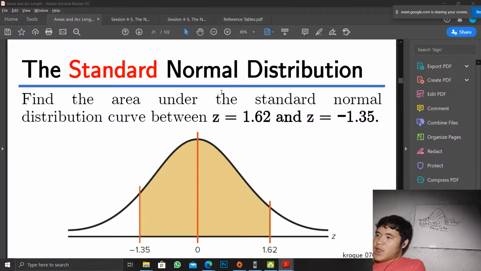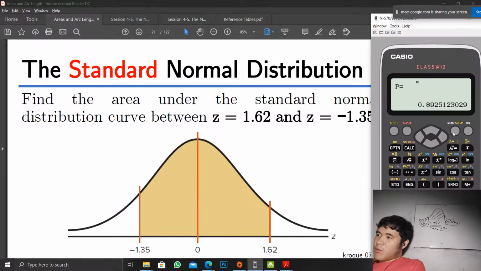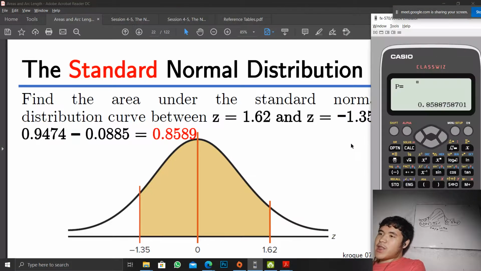And lastly, 1.62 and negative 1.35. Normal CD. Negative 1.35 as the lower one. 1.62. We get 0.8589. Let's see. Always 4 decimal places na pala ngayon. Ha? Always 4. That's the convention today. Yan. 0.8589.